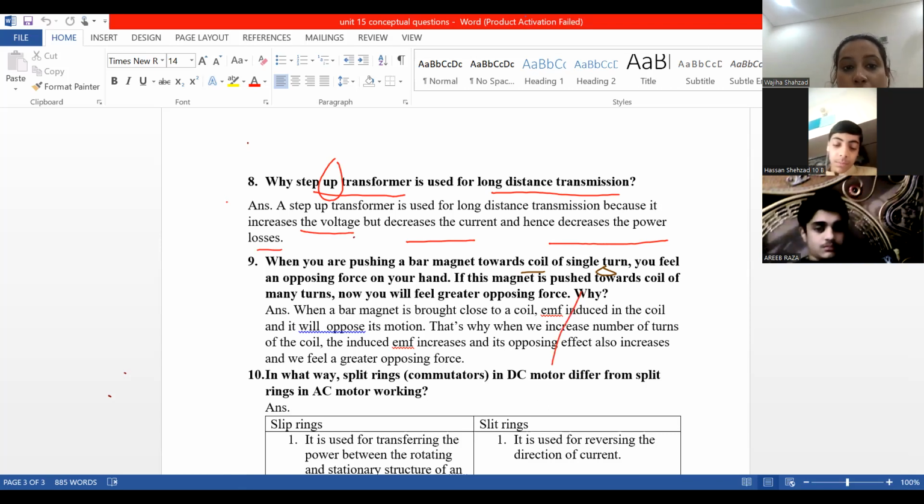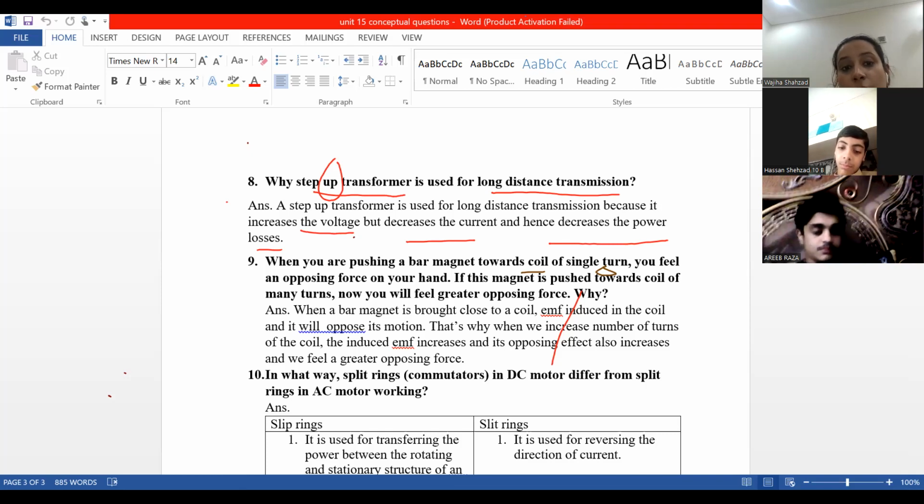Now the next question is number 9. When you are pushing a bar magnet toward a coil of single turn, you feel an opposing force on your hand, right? If this magnet is pushed towards a coil of many turns, now you will feel a greater opposing force.